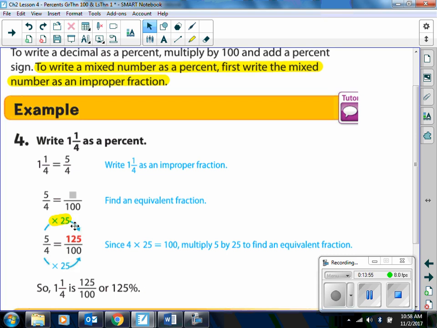We end up, our fraction is 125 over 100, which now we're writing it as a percent, right? So it's 125 per 100, which is 125 percent. So our percent is 125%.